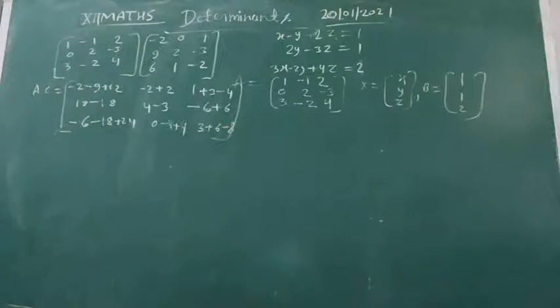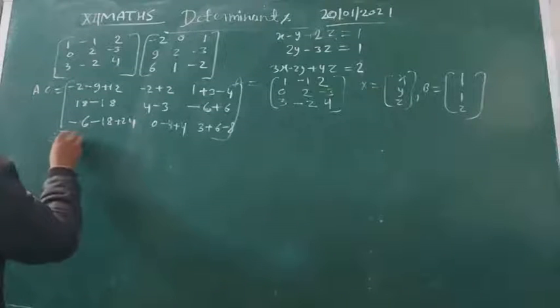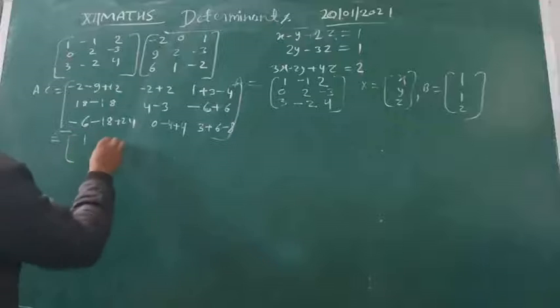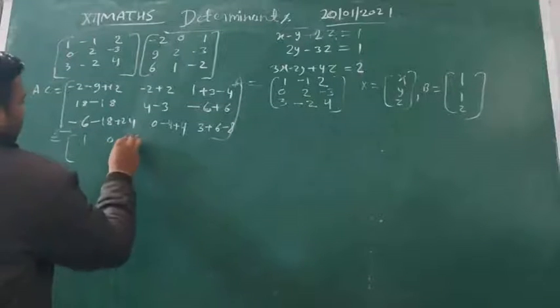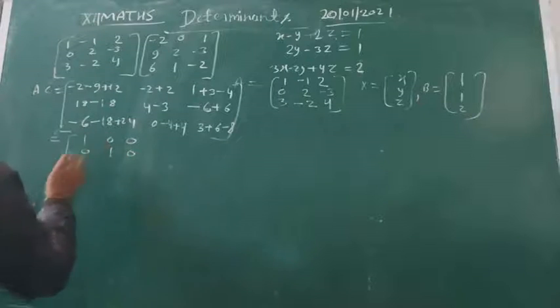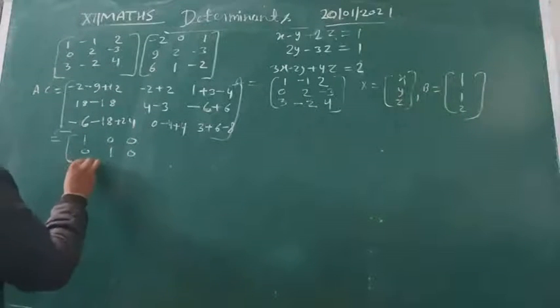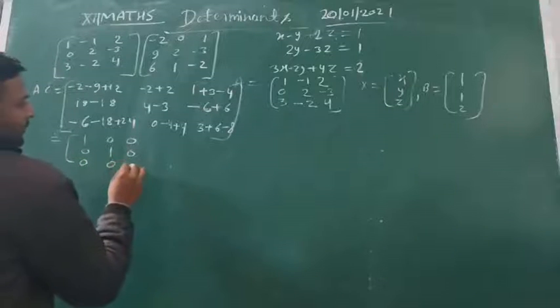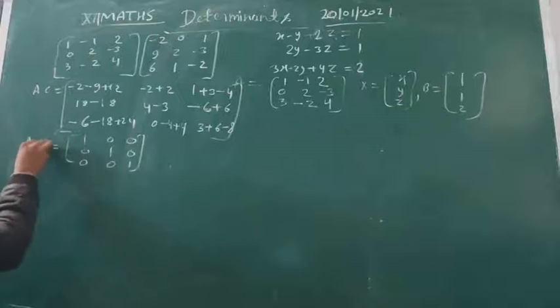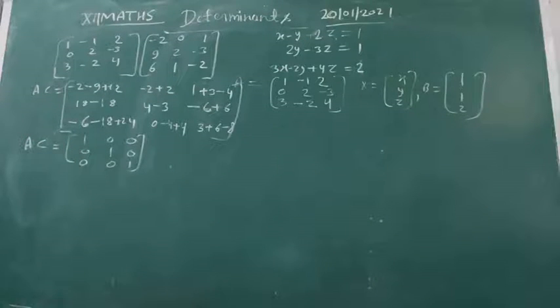Okay, students, now we further simplify this and we are getting 1, 0, 0, 0, 1, 0, and 0, 0, 1. So we are getting AC is equal to the identity matrix.